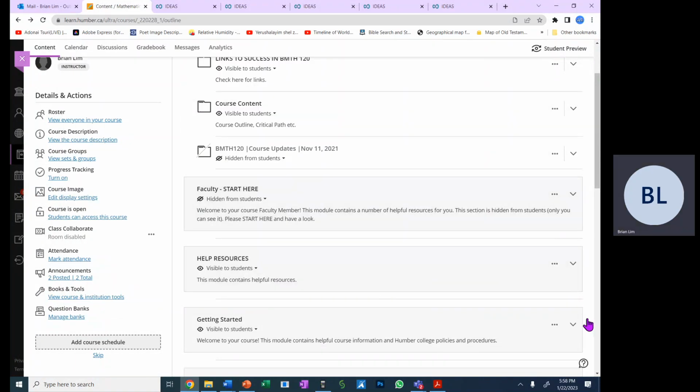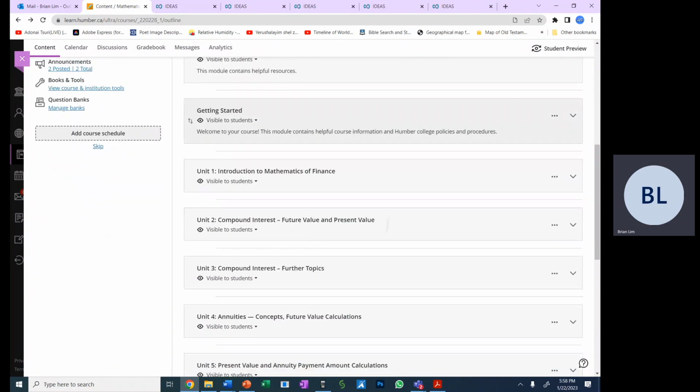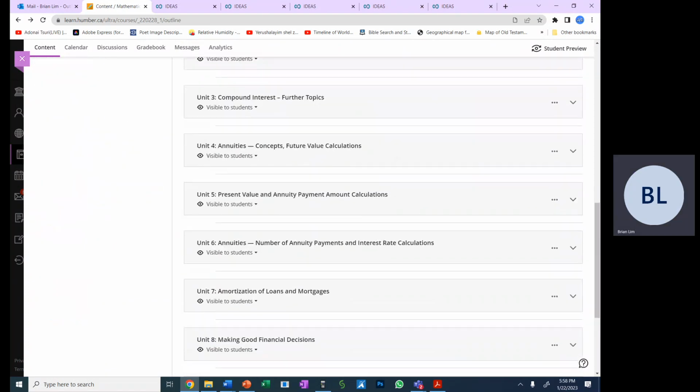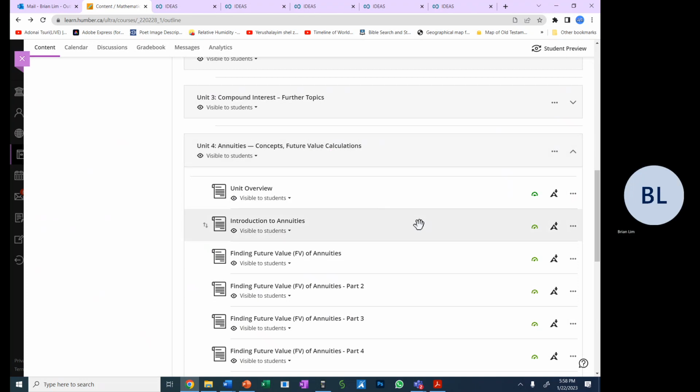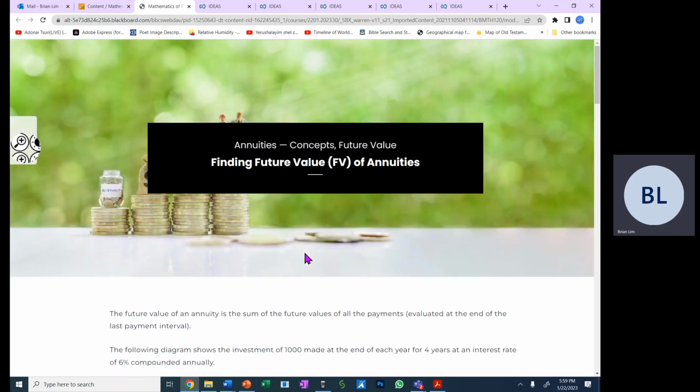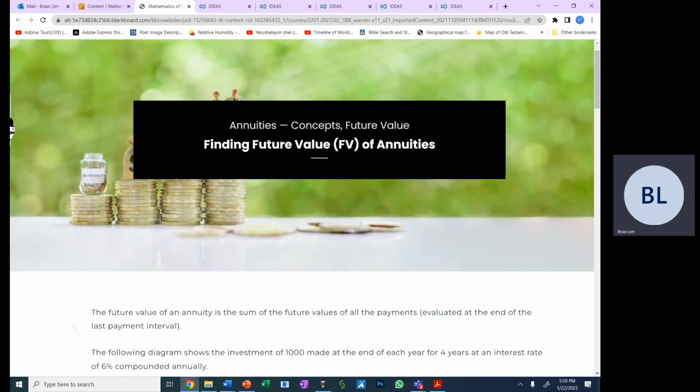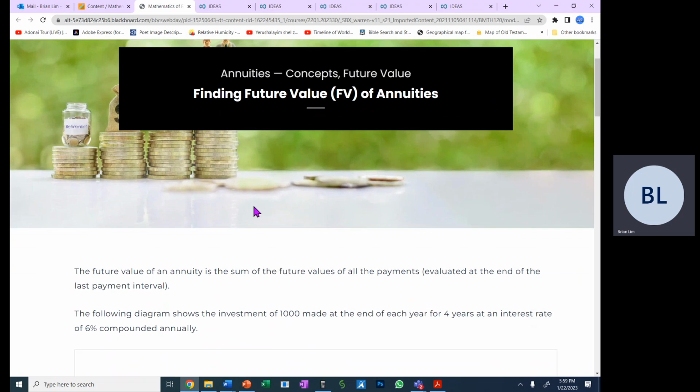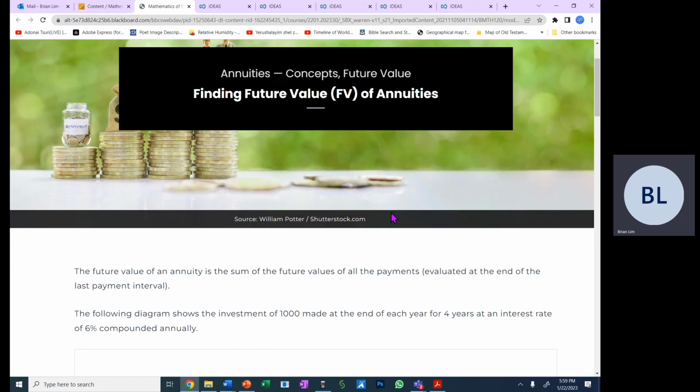Okay, let's start. Today we will look at unit number 4, annuities, concepts, future value calculations. Let's click on it and go down to this item here, finding future value of annuities. Of course, you're more than welcome to read these other parts, but we will start here. And here it says finding future value of annuities.